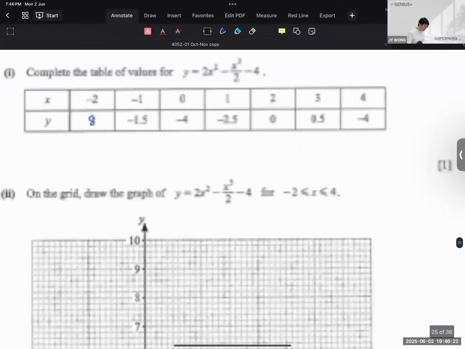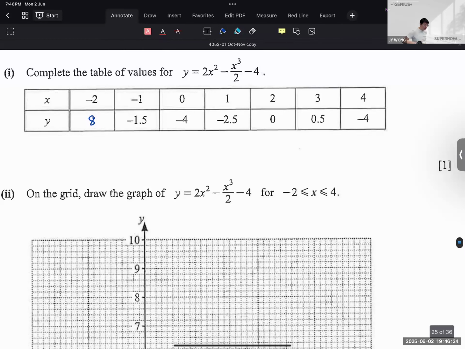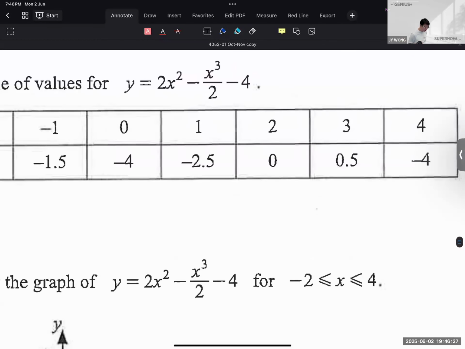How do we identify it? We look for the highest power of the unknown, right? What's the highest power of your unknown variable? 3, right? X to the power of 3. X to the power of 3 is called what? Cubic expression, right? In other words, this will be a cubic graph. You generally always take the highest power.